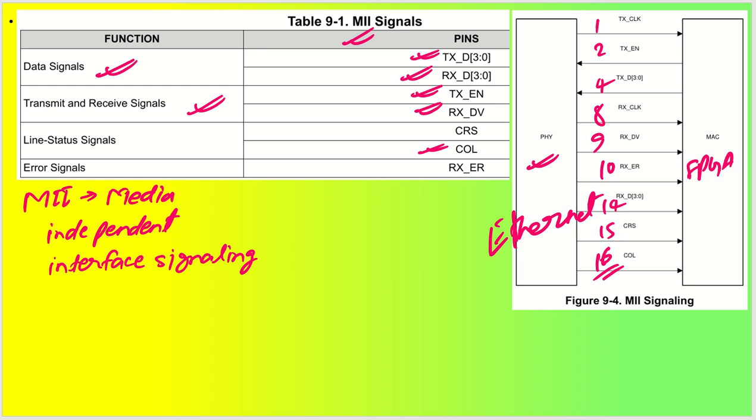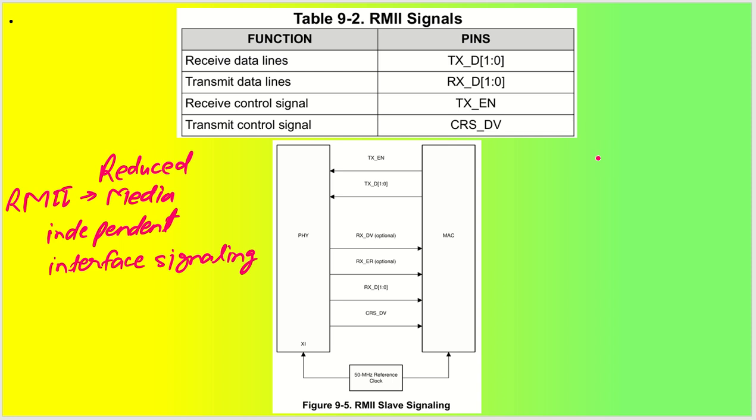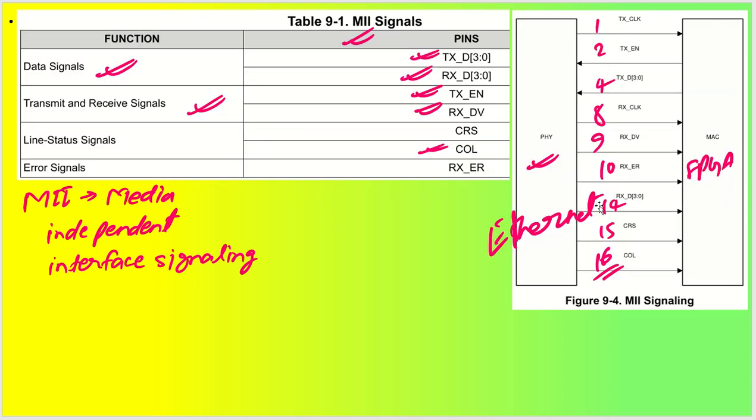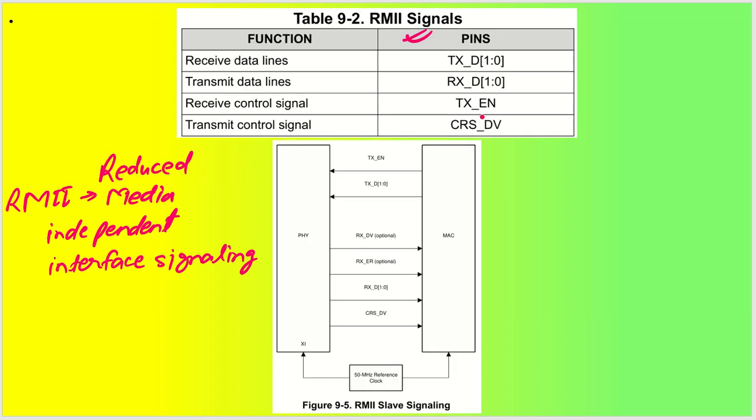Now let us talk about the next one, which is the RMII signal. Just now we talked about MII signal, which utilizes around 16 lines to interface between Ethernet PHY and MAC. Now if we talk about reduced MII signal, here it will be only 2 plus 2 is 4, plus 1 is 5, and 1 more is 6. So a total of 6 lines will be utilized for the RMII signal interfacing.